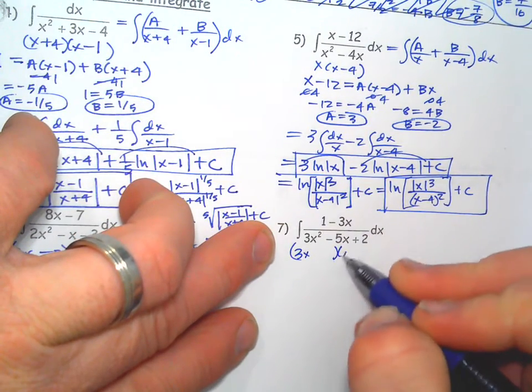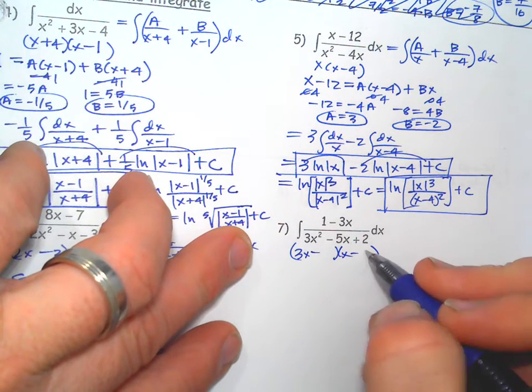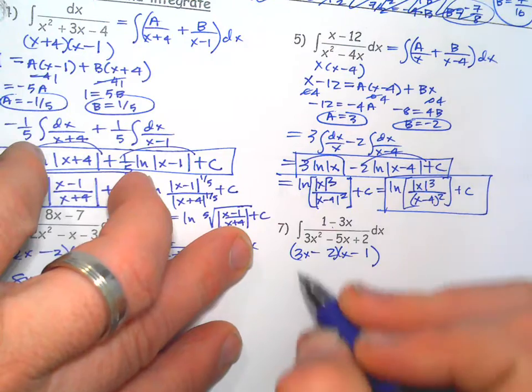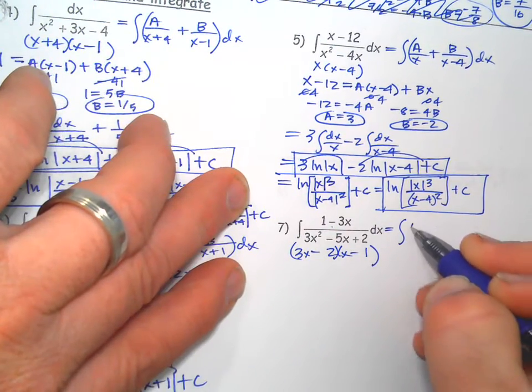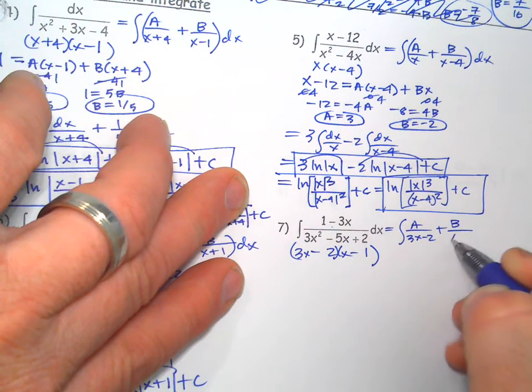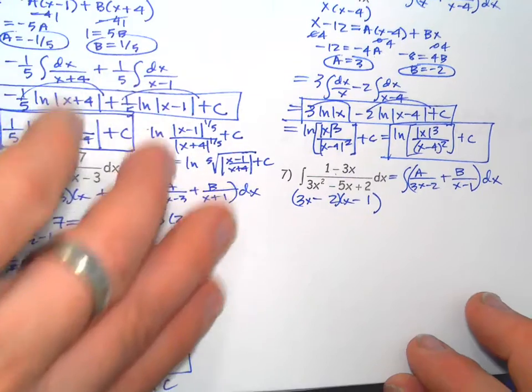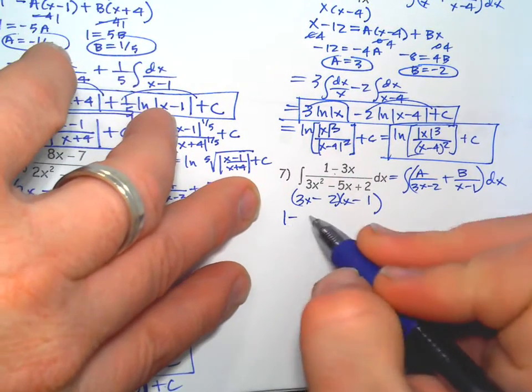3x, x, they've got to both be negative for sure. A 1 and 2, if we put the 2 here and the 1 here, that gives you negative 5x. So it's going to be A over 3x minus 2 plus B over x minus 1 dx. So multiply through by the least common denominator.